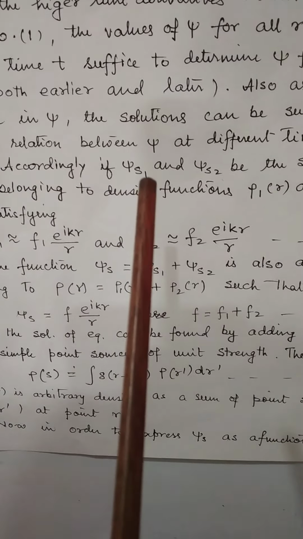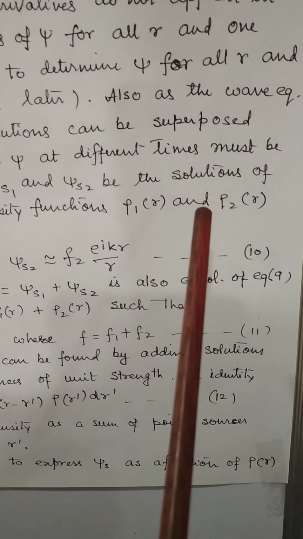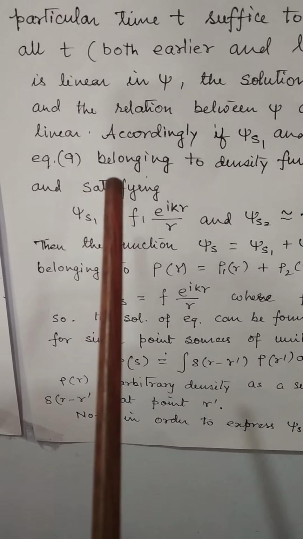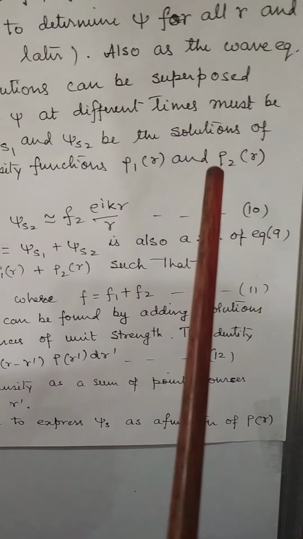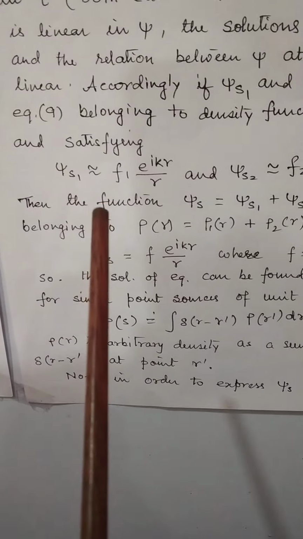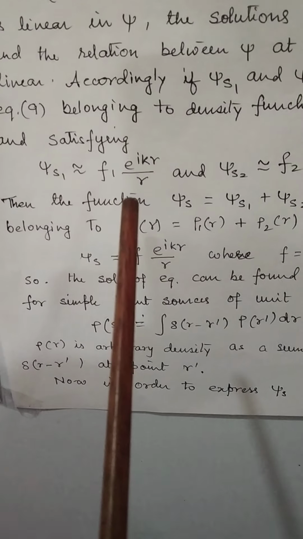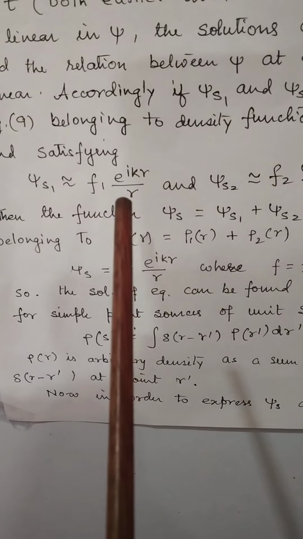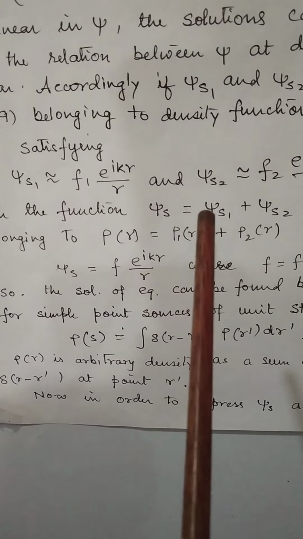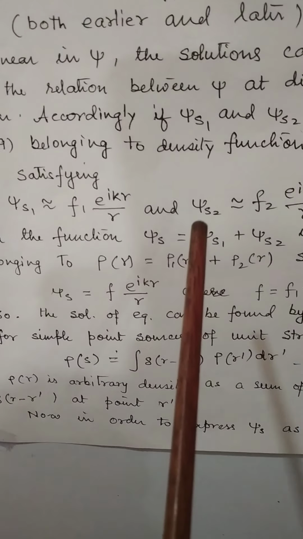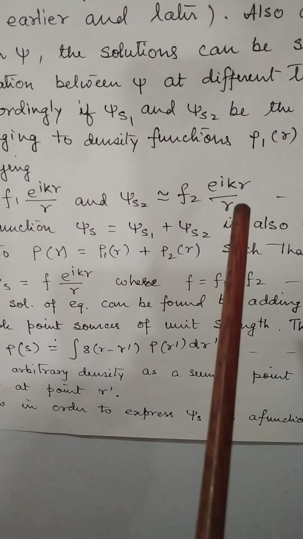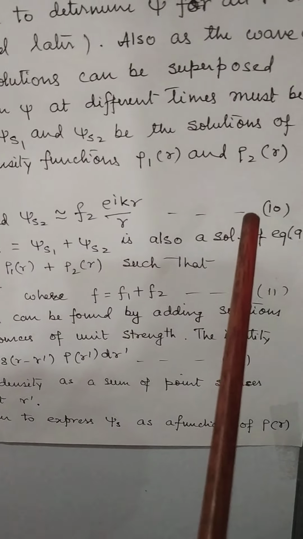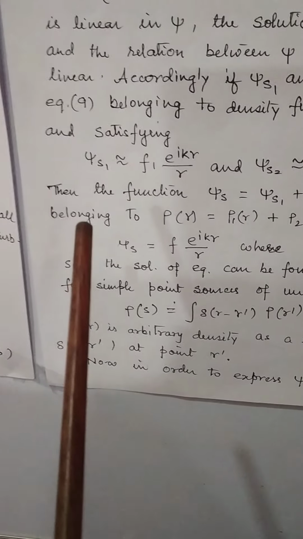Accordingly, if psi s1 and psi s2 be the solutions of equation 9 belonging to the density functions ρ1 of r and ρ2 of r, and satisfy psi s1 is of the order of f1 e raised to the power of iota k r upon r, and psi s2 is of the order of f2 e raised to the power of iota k r upon r. Let it be equation number 10.